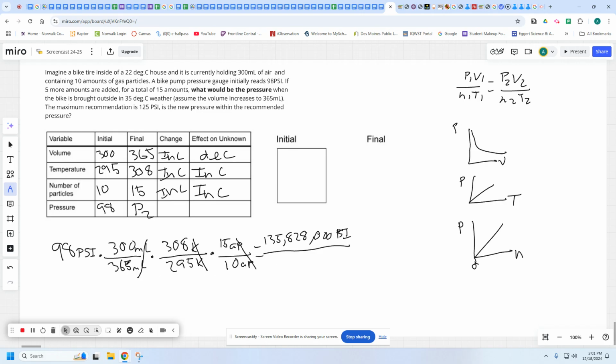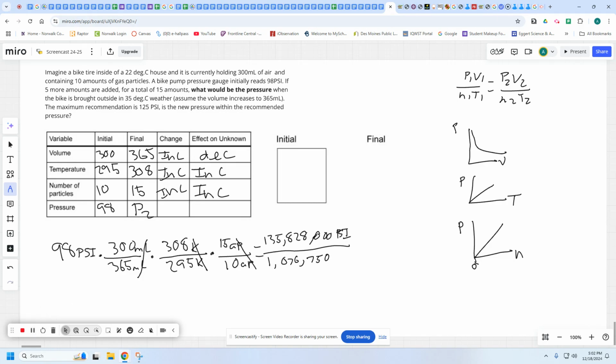And then when I take the denominators times each other, do not take the 98 down to the denominator. Remember, there's a ghost 1 hanging out under the 98. When I take 365 times the 295 times the 10, I got 1,076,750 with no units because they all canceled.